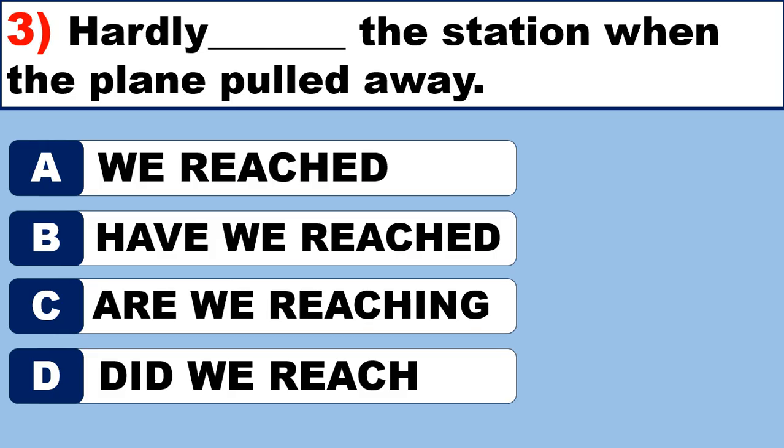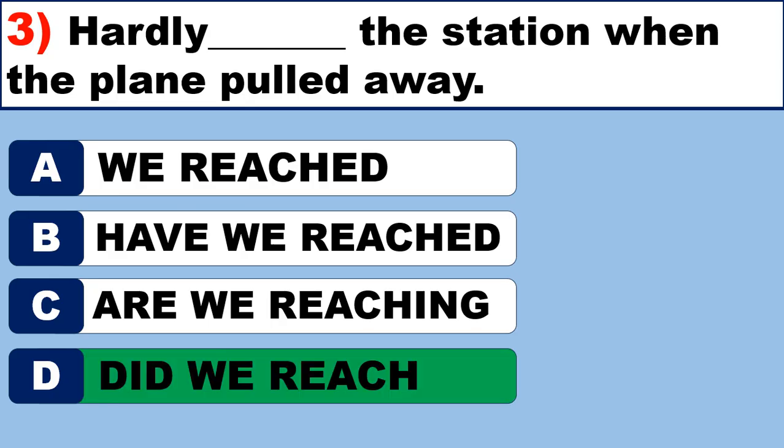Number 3: hardly we reached, hardly have we reached, hardly are we reaching, hardly did we reach. Here also, we said that when the sentence starts with a negative or semi-negative expression, inversion is required: auxiliary, subject, verb. So here we are in the past. Hardly did we reach the station when the plane pulled out. Okay.